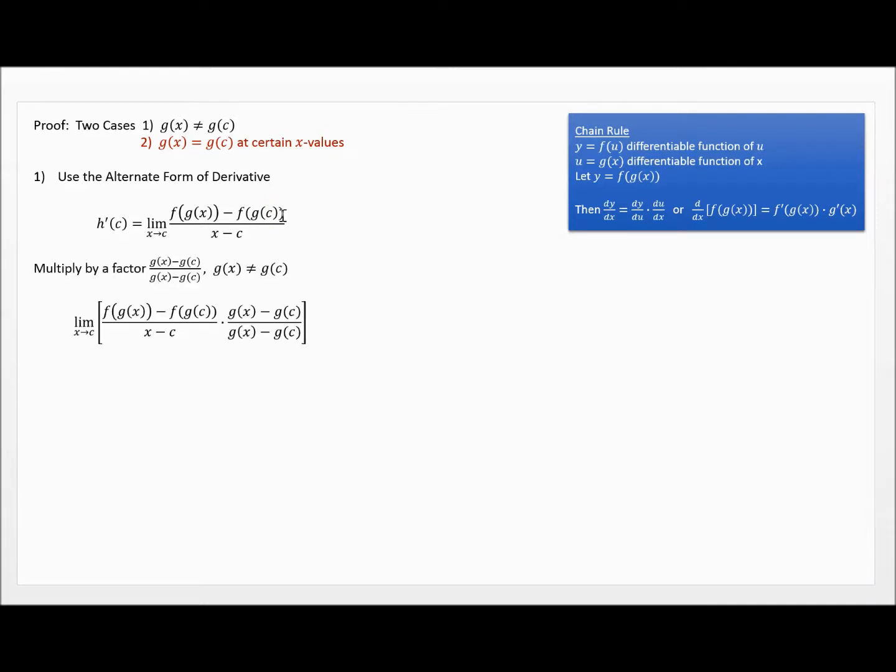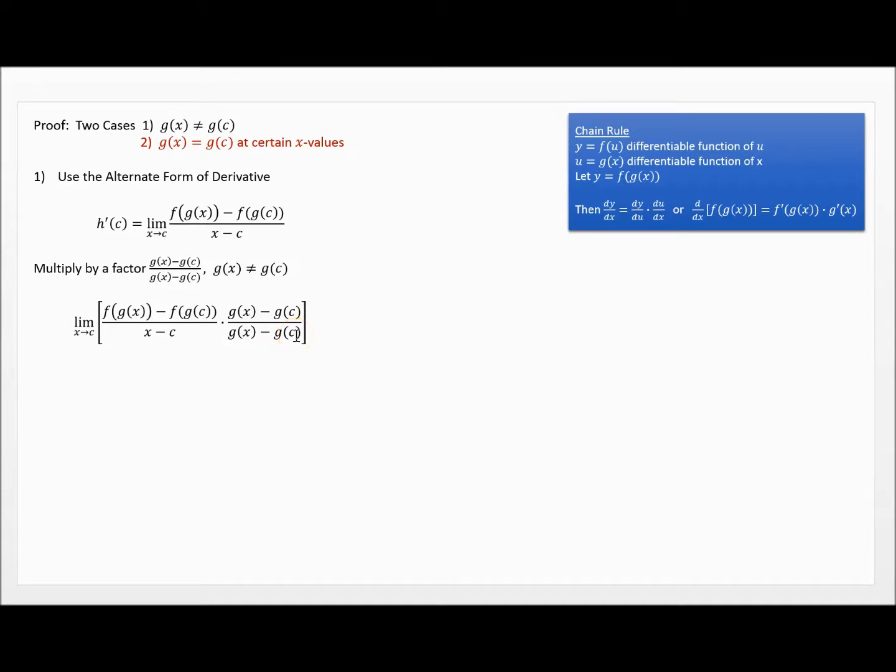Now, here's what we're going to do. We're going to multiply this definition of a derivative by, remember we call this a unity fraction? This is just equal to 1. It's a glorified 1: g of x minus g of c over g of x minus g of c. That's completely okay to do, right? Even inside the limit, because the limit as x goes to c of that value is 1.